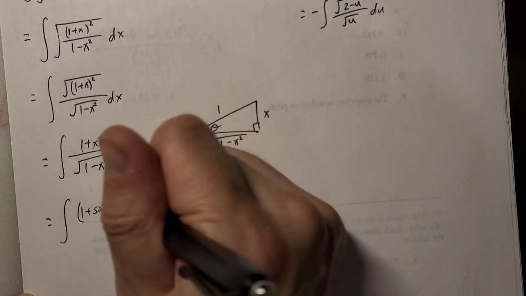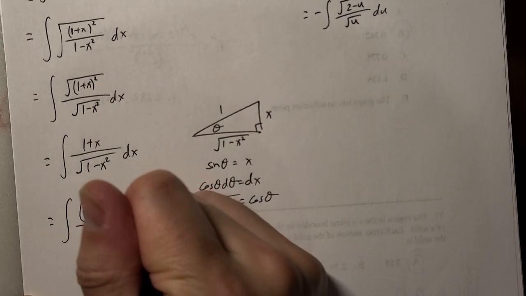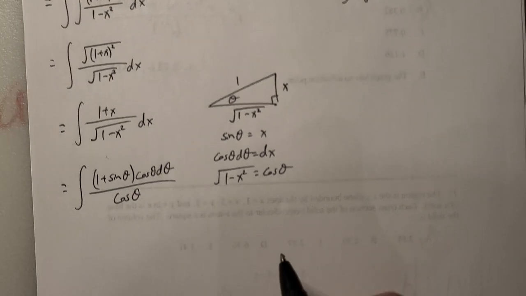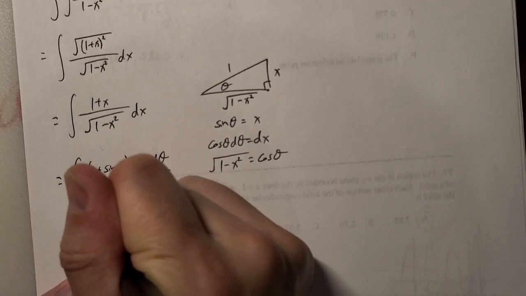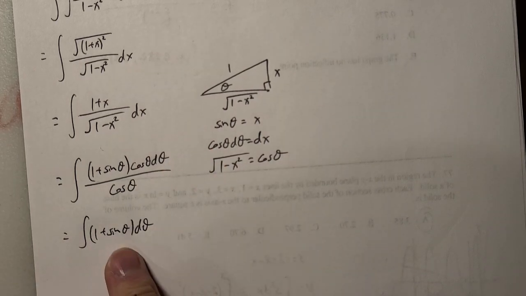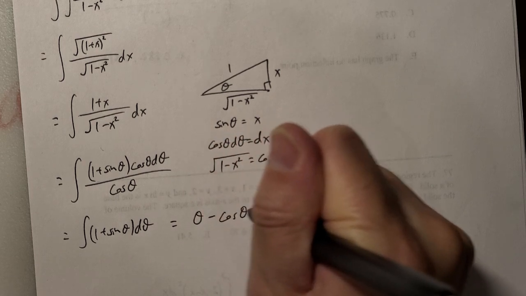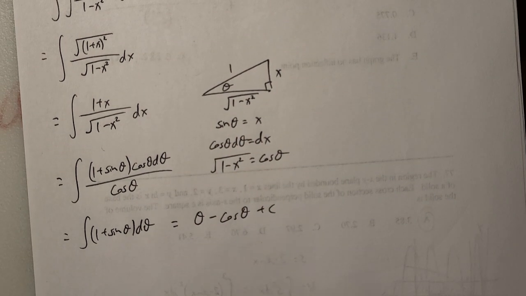dx is cosine theta d theta. Over the bottom is just cosine theta. Oh, this is much easier now. 1 plus sine theta d theta, because the cosines would cancel. This is very easy to integrate. This is just theta minus cosine theta plus c.